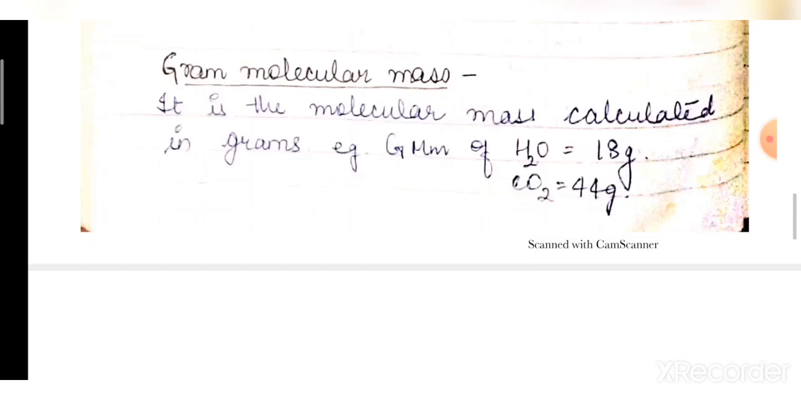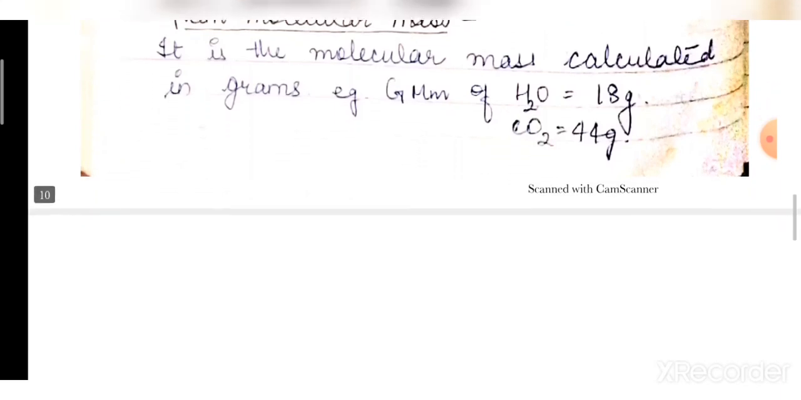For example, H2O has molecular mass 18U, but in gram molecular mass if we write it, that will be 18G, that is 18 gram. Then CO2, we can take another example, it is 44U. So it has molecular mass 44U, but in gram molecular mass we will write it as 44G.